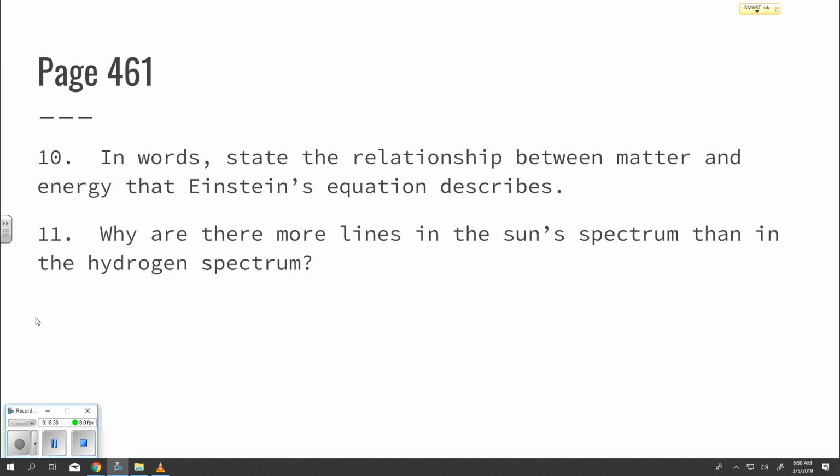Answer: a tiny amount of matter can be converted into a large amount of energy. Again, a tiny amount of matter can be converted into a large amount of energy.